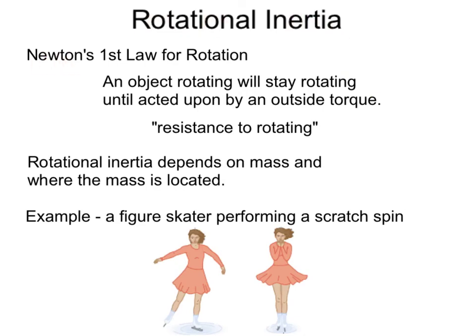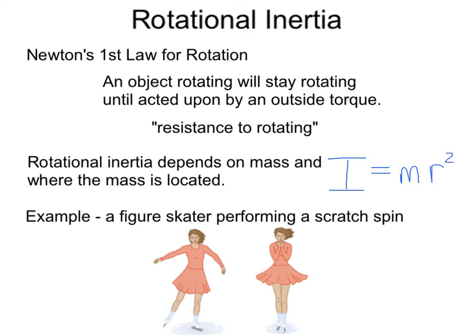Rotational inertia. Newton's first law for rotation states an object rotating will stay rotating until acted upon by an outside torque. Remember, torque produces rotation. This rotational inertia is an object's resistance to rotating. Just as inertia was an object's resistance to changing its state of motion, rotational inertia is an object's resistance to rotating. This rotational inertia depends on mass, just like inertia does, but in addition, it depends on where the mass is located.